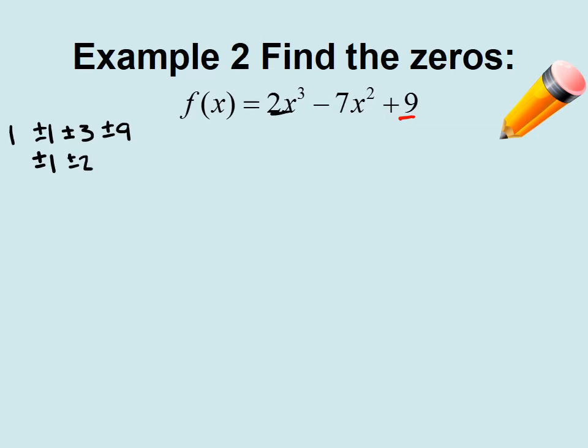Now remember, we also want to find P over Q. So my possible zero list is going to be 1, 3, 9. Now let's look at our fractions. 1 over 2, 3 over 2, and 9 over 2.